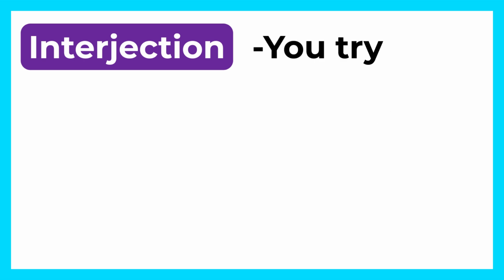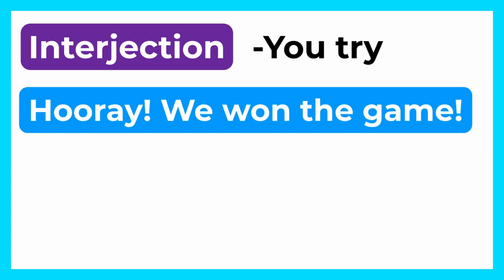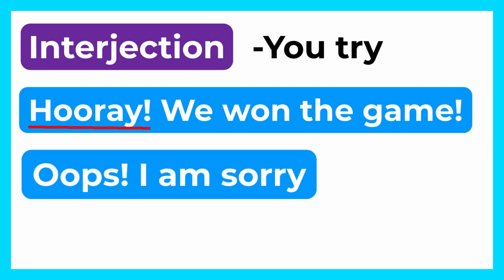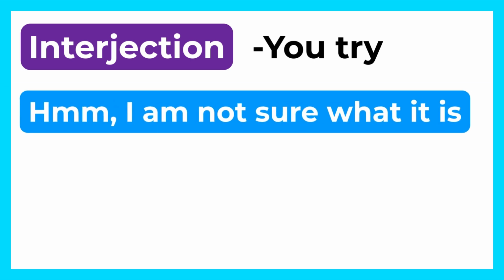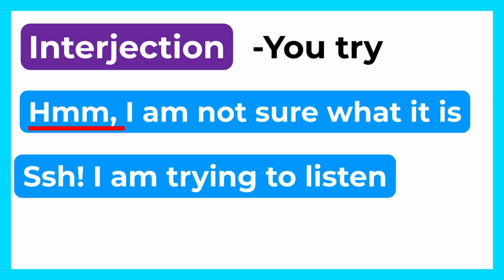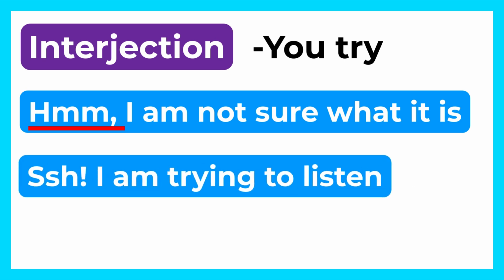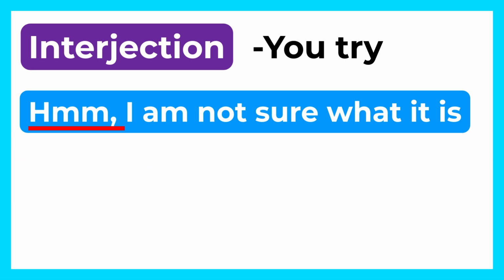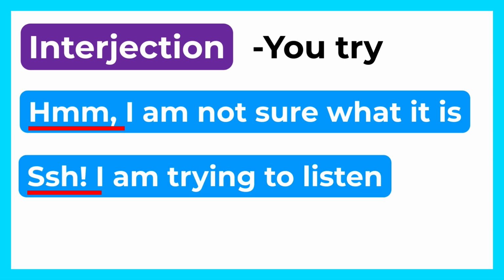Now you try. Read the sentence and identify the interjection. Hooray! You won the game. The interjection in this sentence is hooray. Oops, that was my fault. The interjection in this sentence is oops. I'm not sure what the answer is. Shh, I'm trying to listen. The interjection in this sentence is shh.